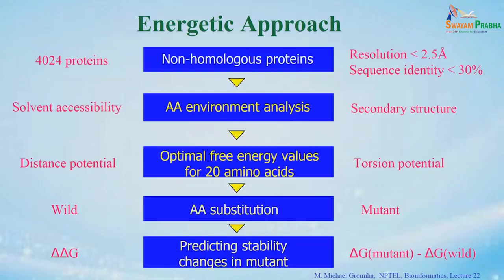Now you can add more information to increase the performance. Let us see what the other methods are. One of the most popular methods is based on energy, because energies are very important for the different interactions. If you mutate a specific residue, this will disturb the energy or improve the energy. This can tell you whether the mutation will increase or decrease the stability.